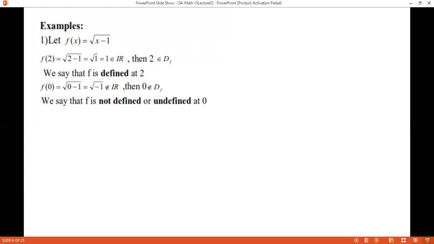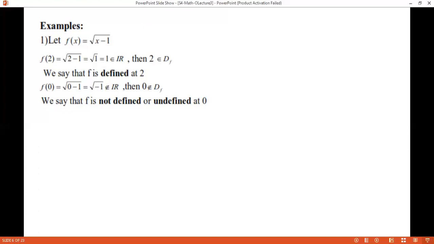What if we replace x with 0? So I'm trying to find f of 0. So f of 0 equals radical 0 minus 1, which is radical minus 1, and radical minus 1 is impossible in R. So it doesn't belong to R. So 0 absolutely doesn't belong to the domain of definition of this function. So we say that this function is not defined, or undefined, at 0.